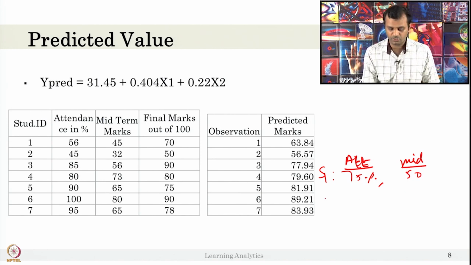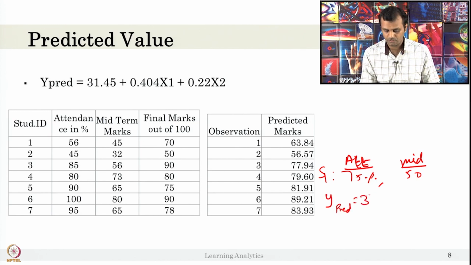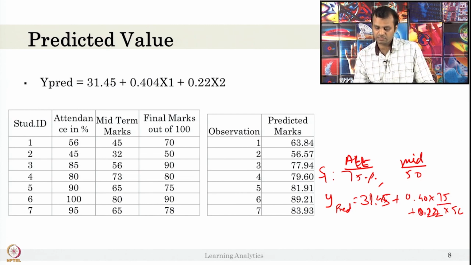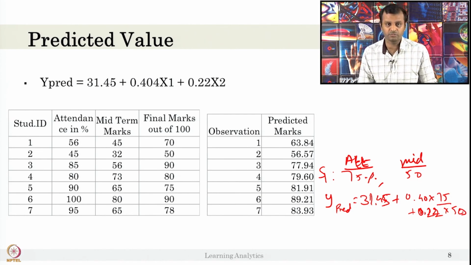So, you apply this model. The student's final score in the exam, y predict, equals 31.45 plus 0.40 into 75 percentage, that is, you can use 75 as it is, and plus 0.22 into 50 midterm marks. Why I asked you to use it as it is, maybe the system would have used it as it is. So, I used the same mark, I did not convert it into something like 0.75. Anyway, this is the mark the student is likely to get.